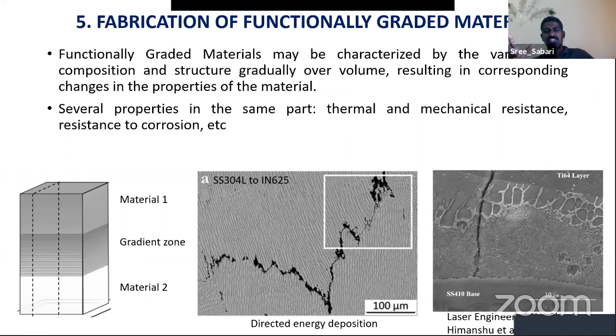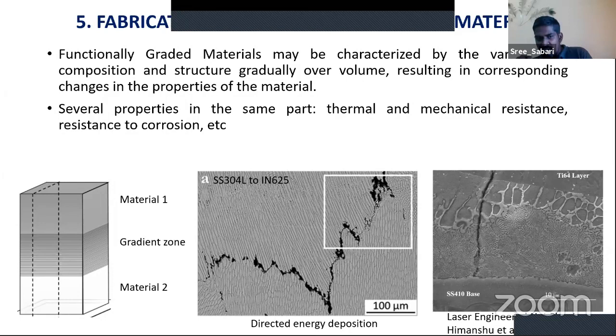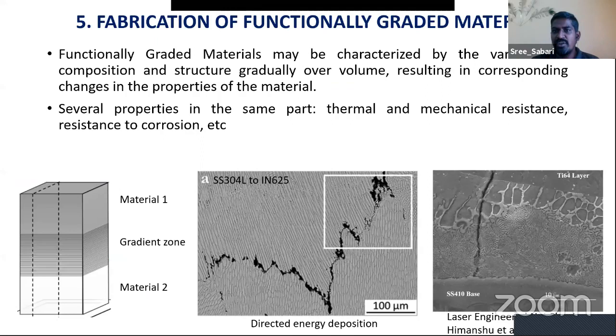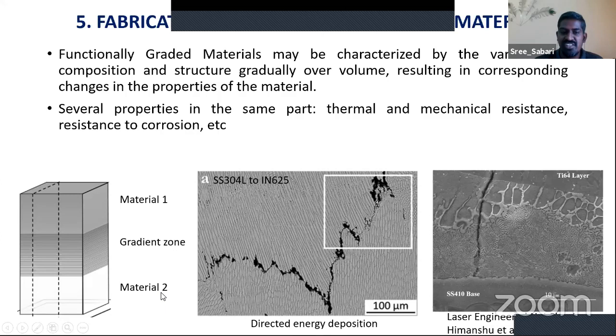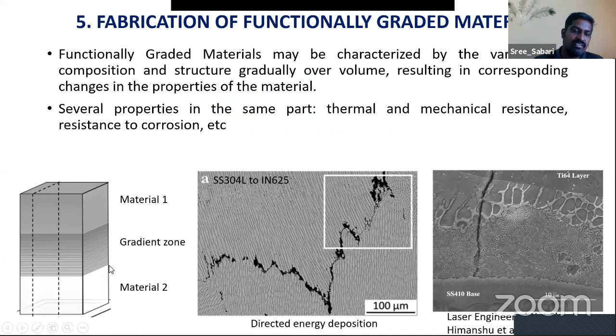Okay, so the next possibility of using this process is fabrication of functionally graded materials. First we have to know what a functionally graded material is. Graded means that the composition is changing with respect to distance. There is a component which at one end has material one, and at the other end has material two, and in between there is a gradient zone. For example, here 100% of material one is there. Say material one is aluminium and material two is steel. So we have 100% aluminium, then 90%, 80%, 50%, 40, 30, 20, 10, then 100% steel. Okay, so this is called a functionally graded material.